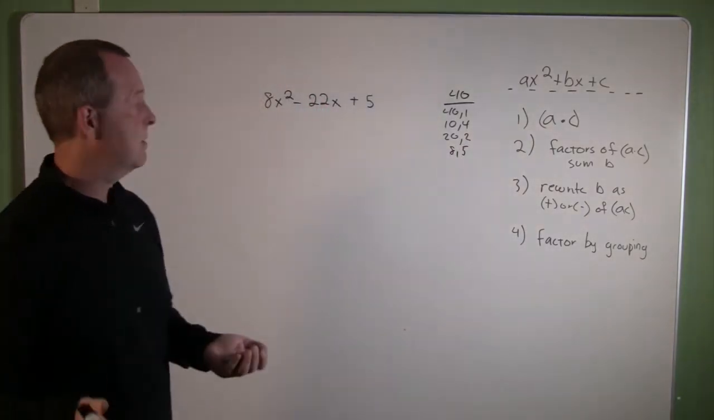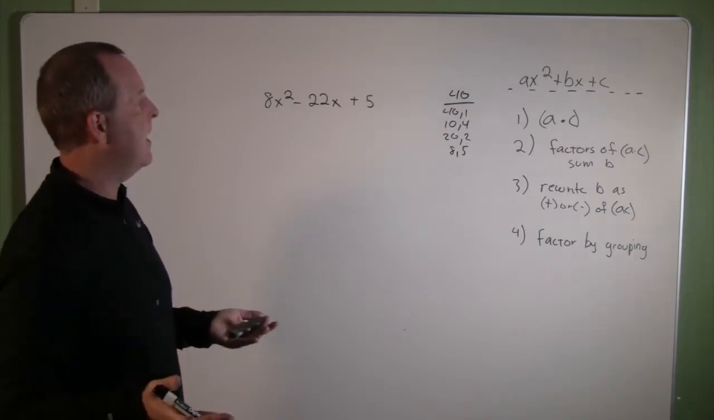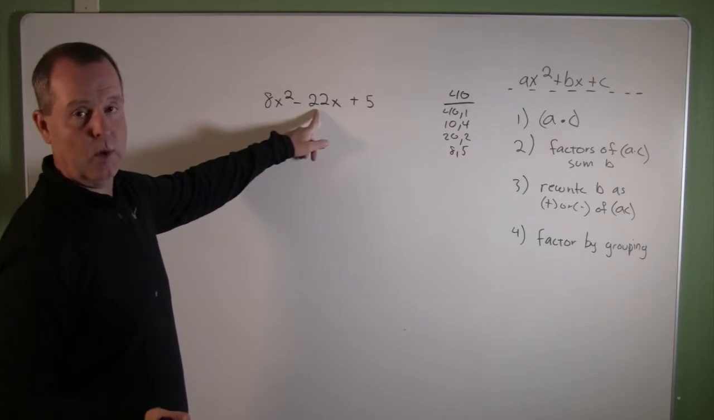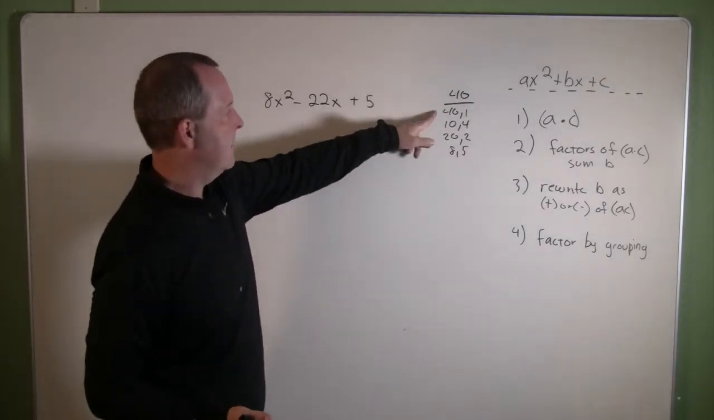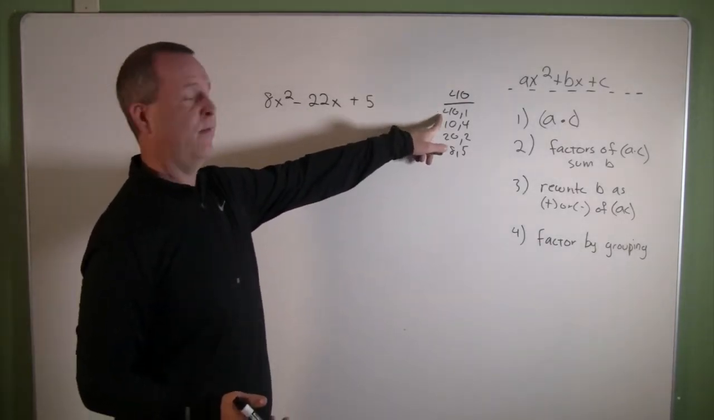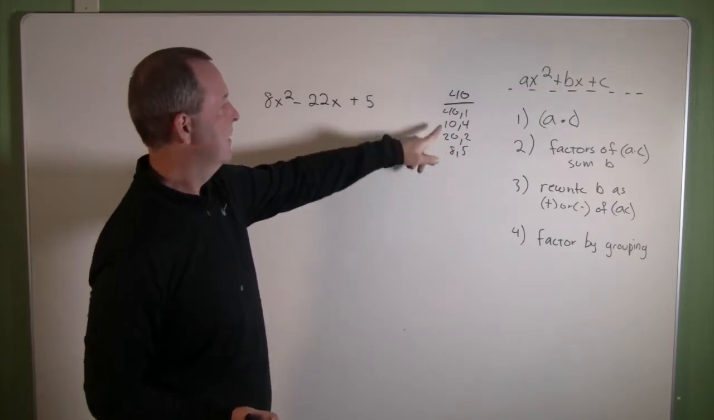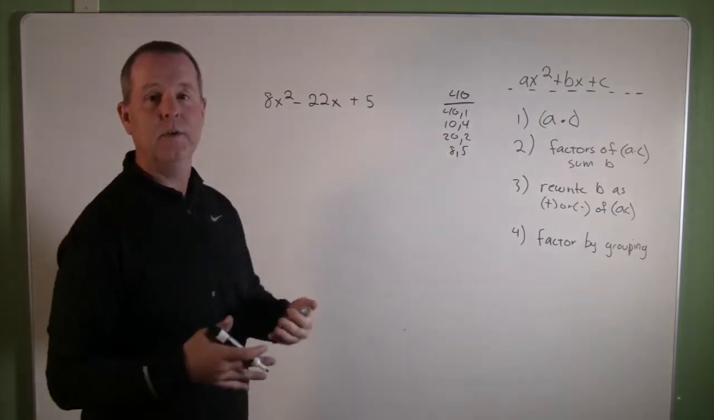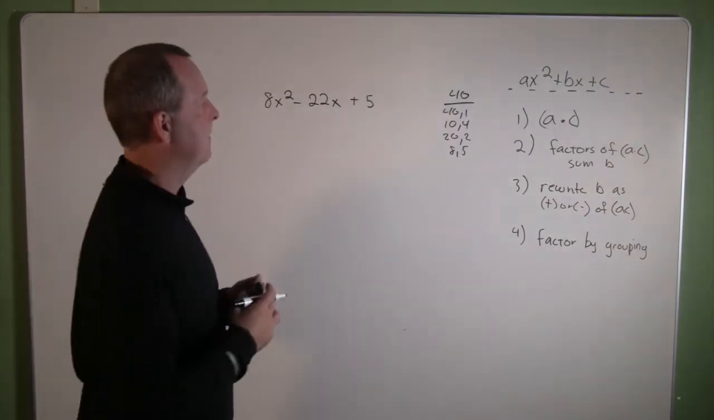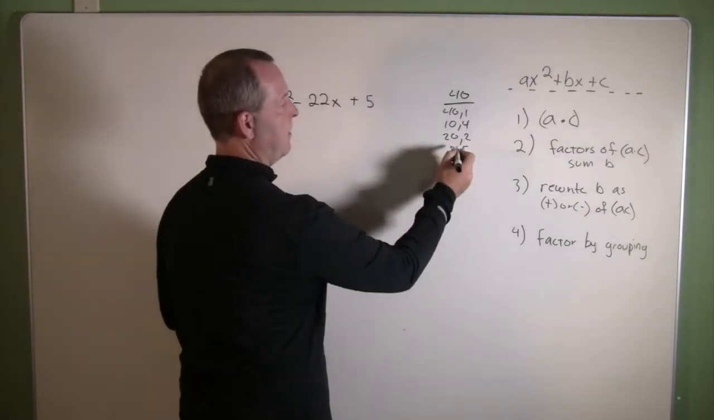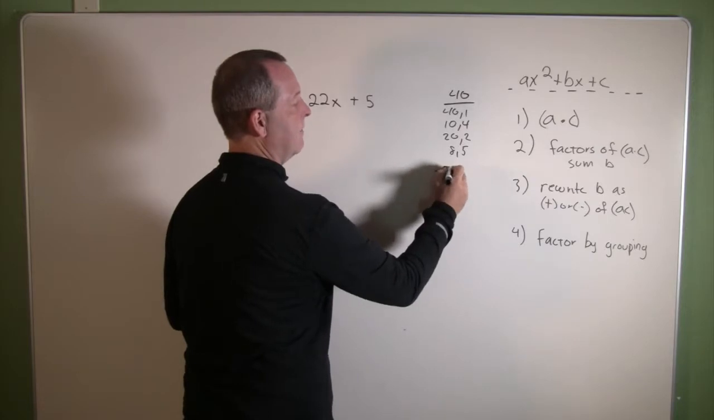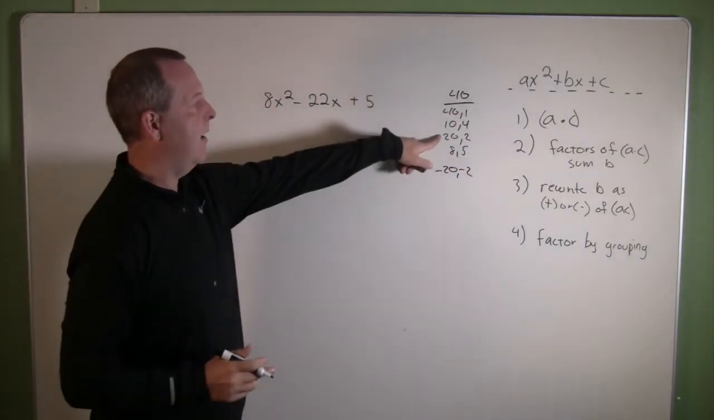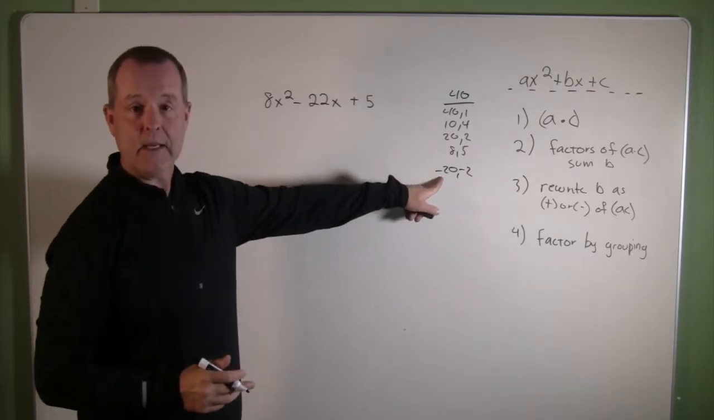I have all those possible factors, but I want to find the combination in there somewhere that can possibly produce a negative 22. And so I'm going to rule out some right away. 40 and 1 can't make a 22. 10 and 4 can't. 8 and 5 can't. 20 and a 2, if the signs are correct, can. So this produces a positive 40, and I know a negative 20 and a negative 2 also produces a 40. So its pair is the one that I'm looking at.